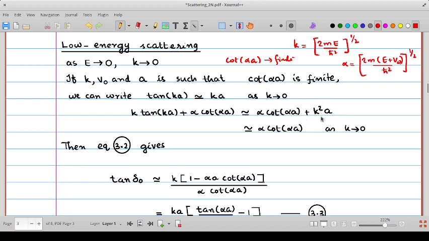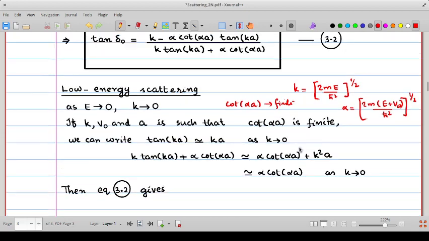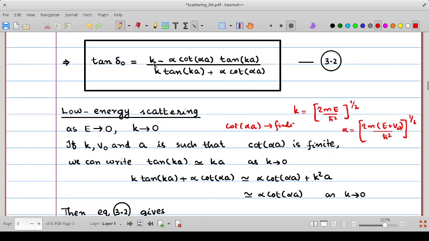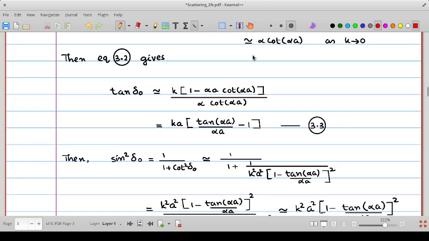Now the lowest order term over here is alpha cot alpha a, because the second term is of order k square. Now using this in equation 3.2, we have in the numerator the first term is already k, and cot alpha a is finite, and therefore we will have alpha cot alpha a here. Then tan ka can be written as ka, and in the denominator we can neglect this term and write only alpha cot alpha a. Then tan delta 0 is approximated, for small values of k, by this equation, which gets simplified to ka times (tan alpha a by alpha a minus 1).